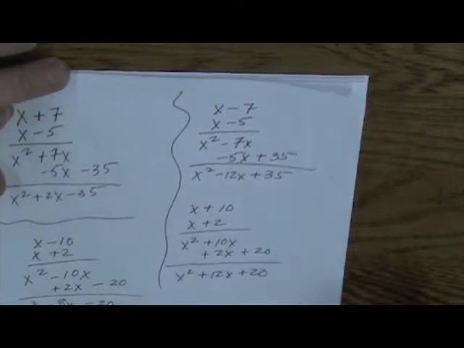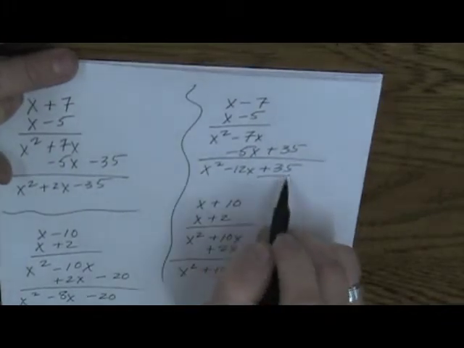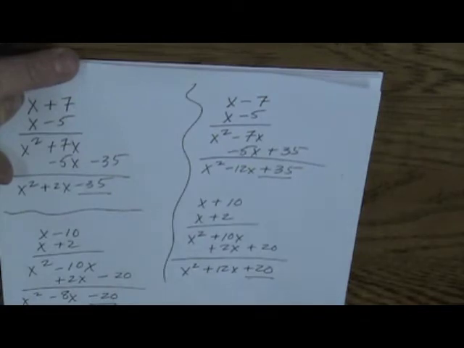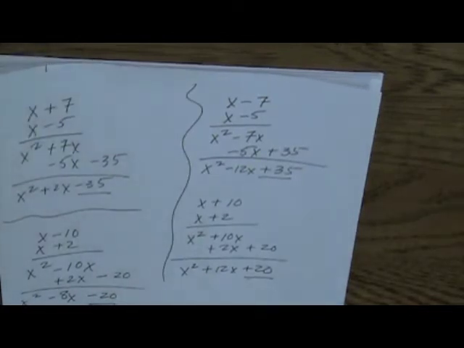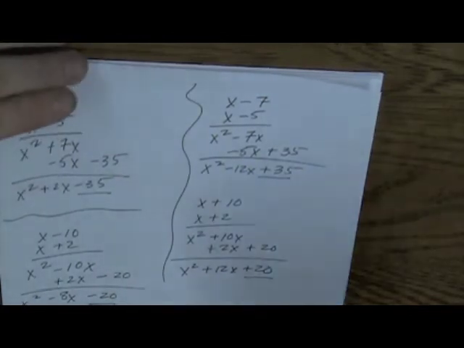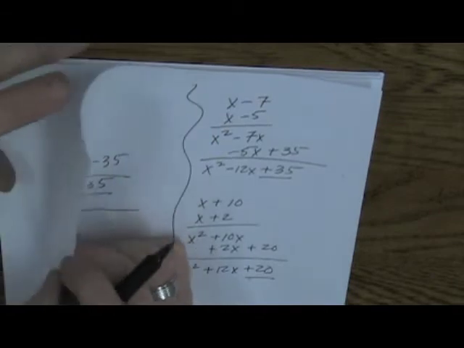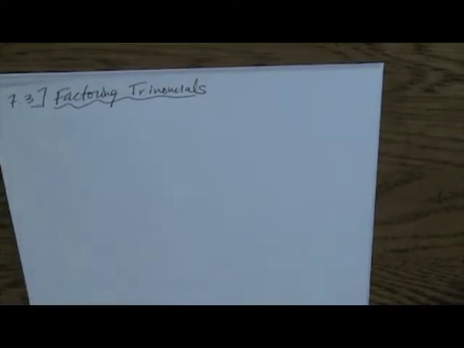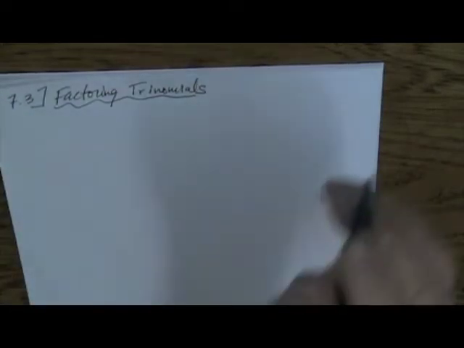All right, here's the deal. This term right here determines the signs when we go to factor. So when I go to factoring on 7.3, that's what determines the signs of the binomials. And you'll understand this in better detail when we actually go through the rules.